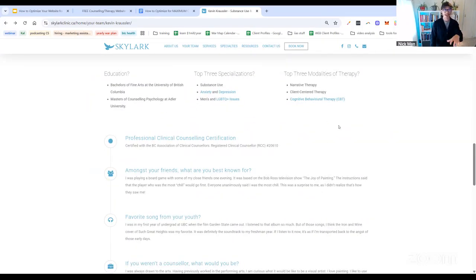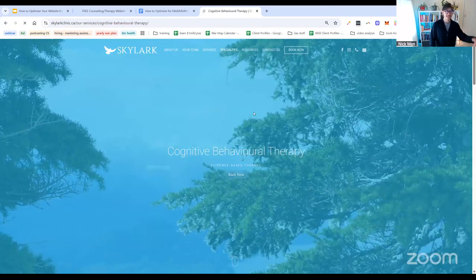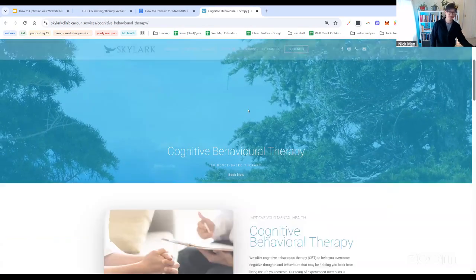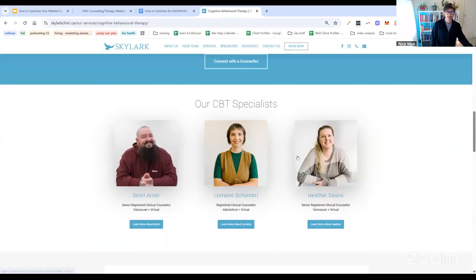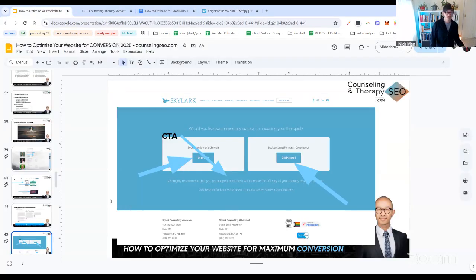This is more for SEO, but also having all of these: education, specialization, modalities, and actually having pages that talk about, for example, CBT, cognitive behavioral therapy, and linking over to it creates that extra juice and power, right? And they've done a really good job here, linking to people who also specialize in CBT. So these are some of the ways to optimize the website.